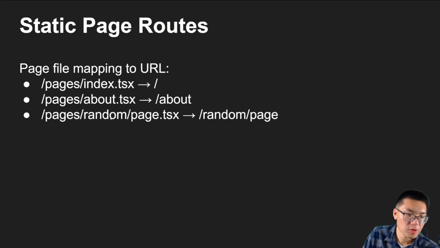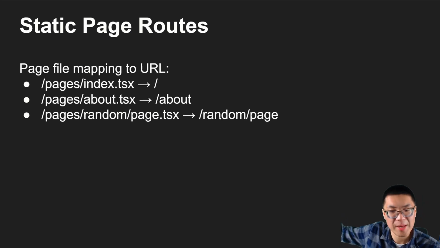And of course, we can also add in our folder. So let's say pages/random and then /page. This would map to the URL path random/page, or localhost/random/page.